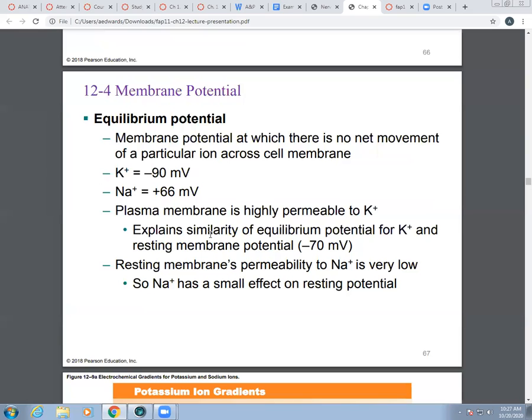Now, equilibrium potential means there's no net movement of the ion across the membrane. It's at equilibrium. For potassium, that's negative 90 millivolts, and for sodium, it's positive 66 millivolts. But the plasma membrane is actually more permeable to potassium ions than sodium ions. So that's why the resting membrane potential is closer to the equilibrium potential for potassium.